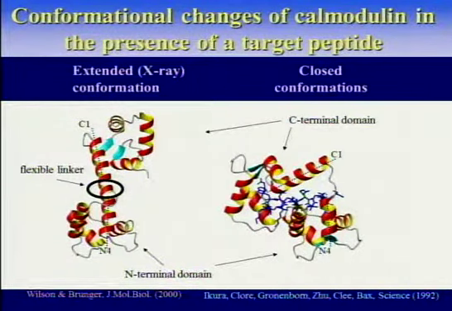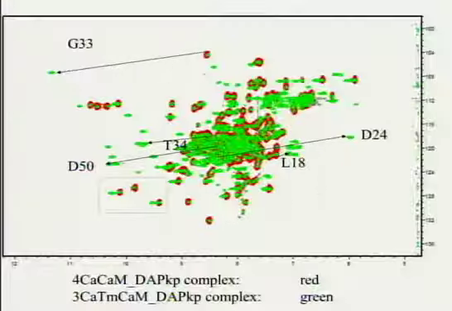But this extended conformation has been crystallized, and you can show in solution that it's very flexible, so it's likely that even in the absence of target peptides, Calmodulin in solution will sample conformations that are more compact than this X-ray structure is suggesting.